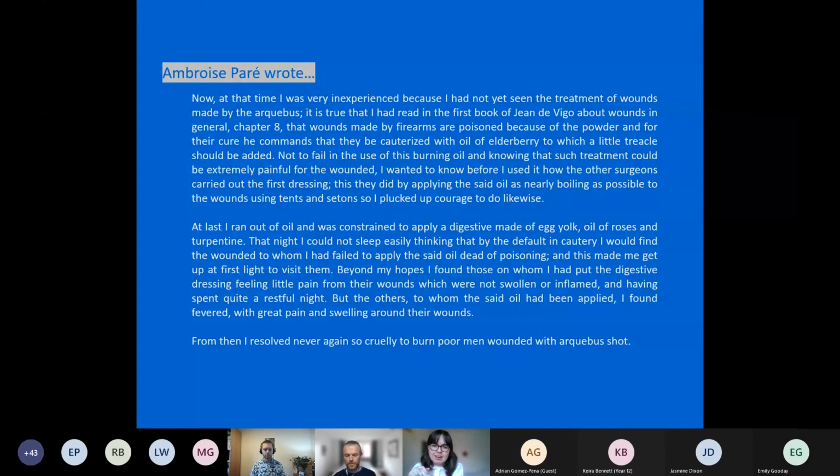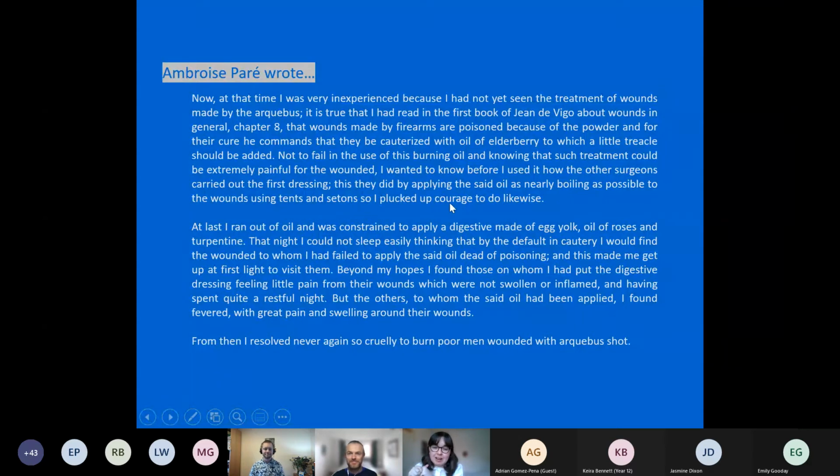Not to fail in the use of this burning oil, and knowing that such treatment could be extremely painful for the wounded, I wanted to know before I used it how the other surgeons carried out the first dressing. This they did by applying the said oil as nearly boiling as possible to the wounds, using tents and setons, so I plucked up courage to do likewise. At last I ran out of oil and was constrained to apply a digestive made of egg yolk, oil of roses and turpentine. That night I could not sleep easily, thinking that by the default in cautery I would find the wounded to whom I had failed to apply the said oil dead of poisoning, and this made me get up at first light to visit them.